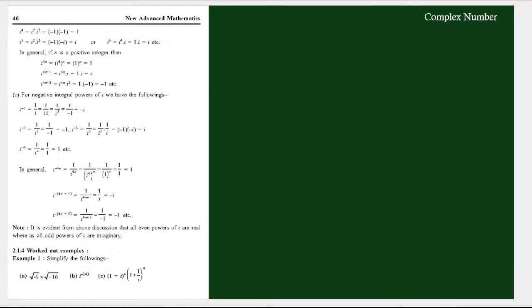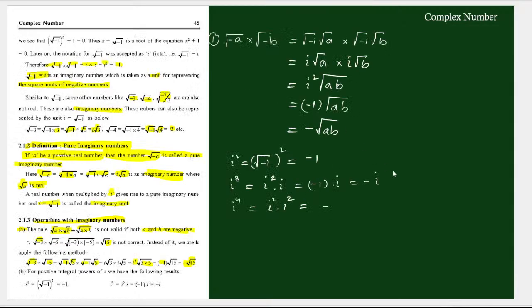See, i to the power 4 is nothing but minus 1 into minus 1. This will give you positive 1. Minus into minus, plus. Then i to the power 5 will be i to the power 4 into i. i to the power 4 is 1. So 1 into i is i.